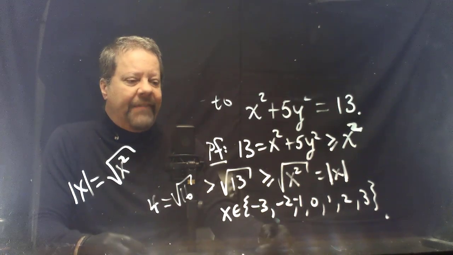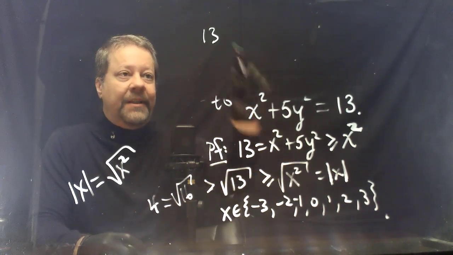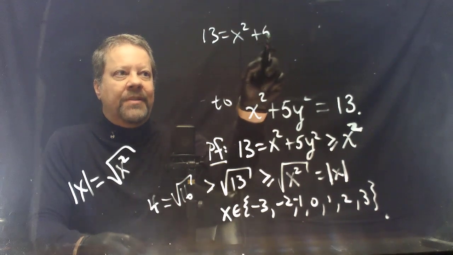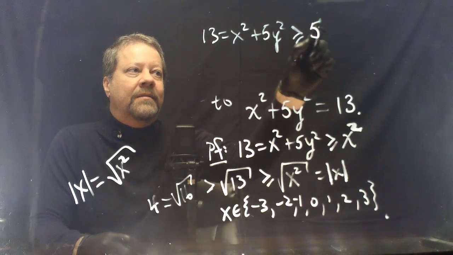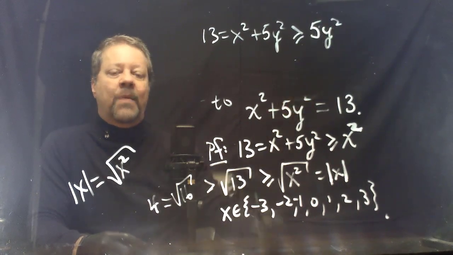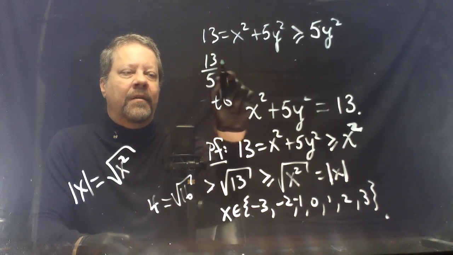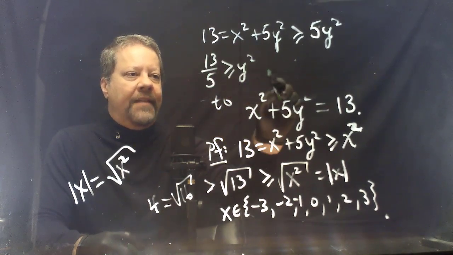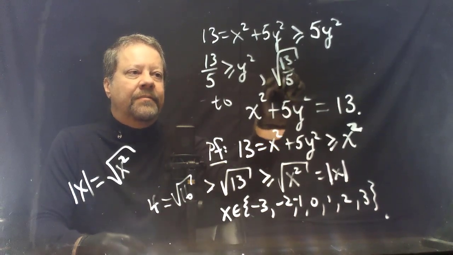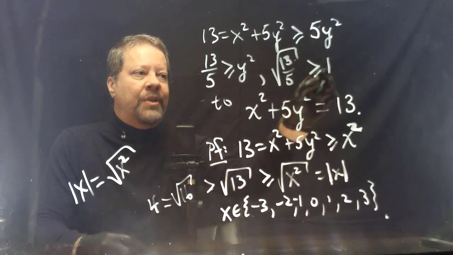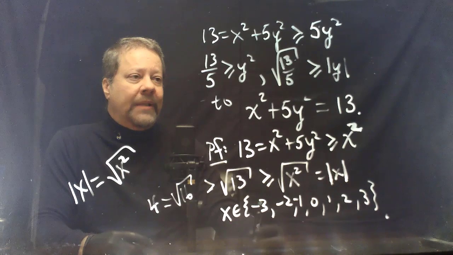We can do the same kind of analysis for y. We'll have 13, which is equal to x squared plus 5y squared. If I ignore x squared, I get something smaller. If we divide by 5 and then take a square root, we'll get the square root of 13/5 is bigger than or equal to the absolute value of y. Remember, we're talking about integer solutions only.